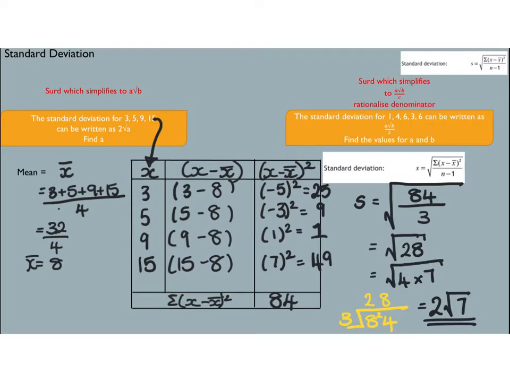No, it's not, actually. Need to go back and read the question. The standard deviation for these numbers can be written as 2 root a. Find a. So I'm pleased that my answer has got 2 root something, because that's what we're hoping for, 2 root something, where that something is 7. So my final answer is actually 7.